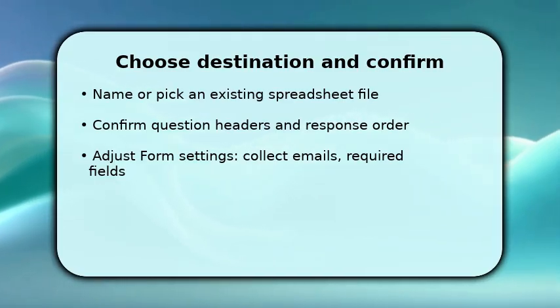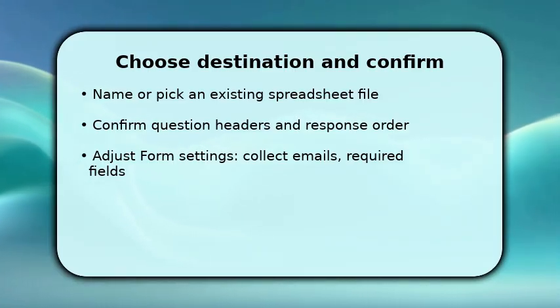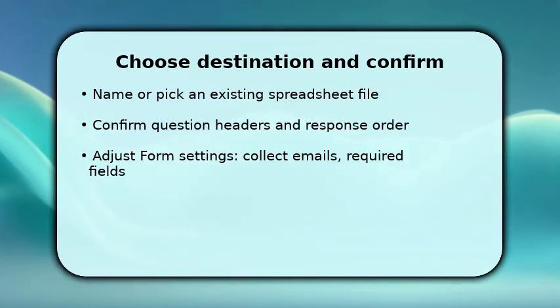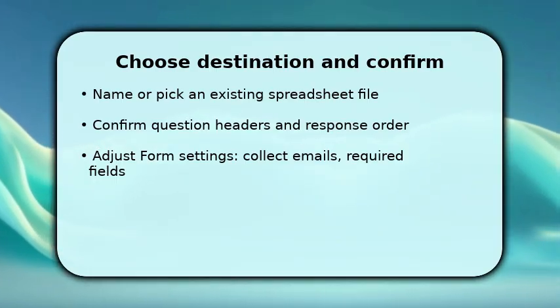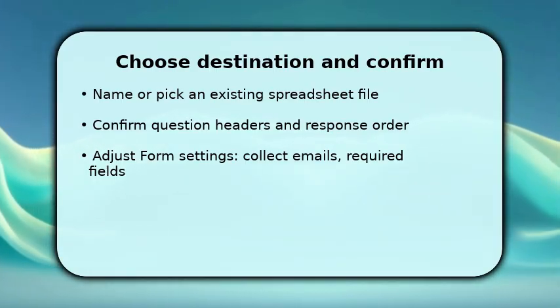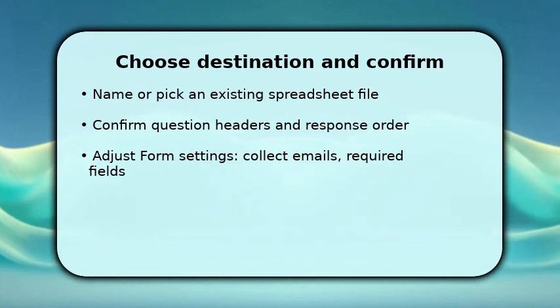Confirm headers match your form questions. If you change questions later, the sheet updates columns in order of the form. Once done, set any form-level controls like collecting emails or required answers so the sheet receives the fields you expect. Make sure collaborators have sheet access if they must view live responses.